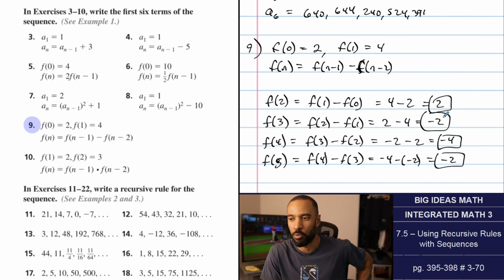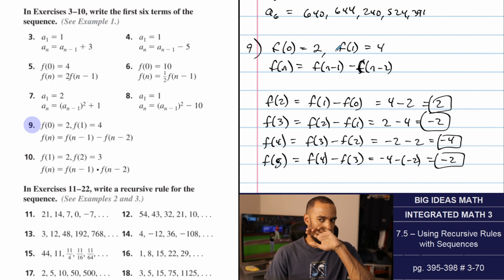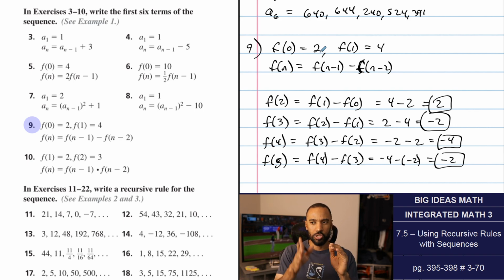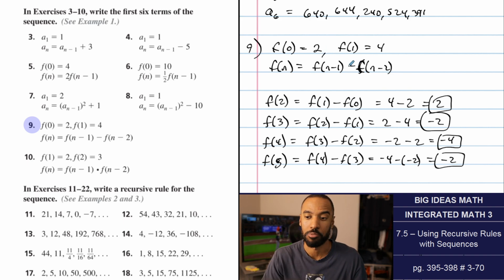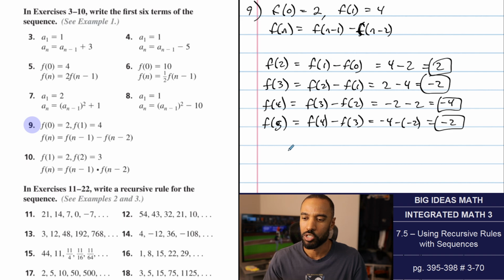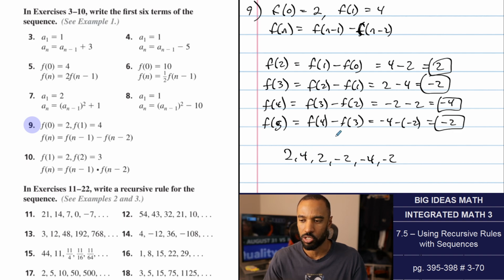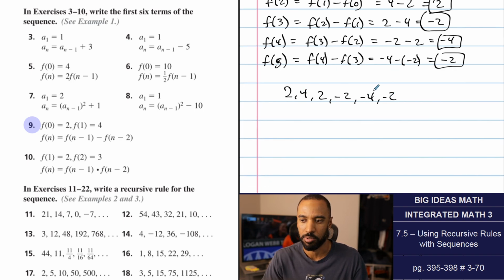I feel like these will somehow repeat themselves. It went 2, 4, 2, negative 2, negative 4, negative 2. Maybe it goes back up to 2 again. But I'm stopping there. Those are my 6 terms. So our terms are 2, 4, 2, negative 2, negative 4, negative 2. So it might go back to 2 after that. I don't really know. I kind of stopped keeping track.